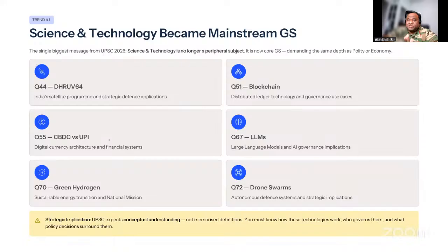One was about Dhruv 64 DIRB, India satellite program. Then question 51, the blockchain, distributed ledger technology and governance use case. Question 55, CBDC versus UPI. Question 67, LLM. ये सेक्शन डी के पेपर डी के पैटर्न से बोल रहा हूँ. Question 70, green hydrogen, and question 72, drone swarms. If you, I will just share it on the screen again.